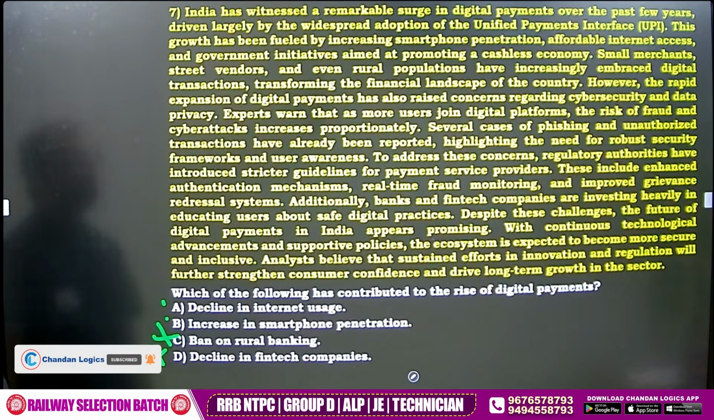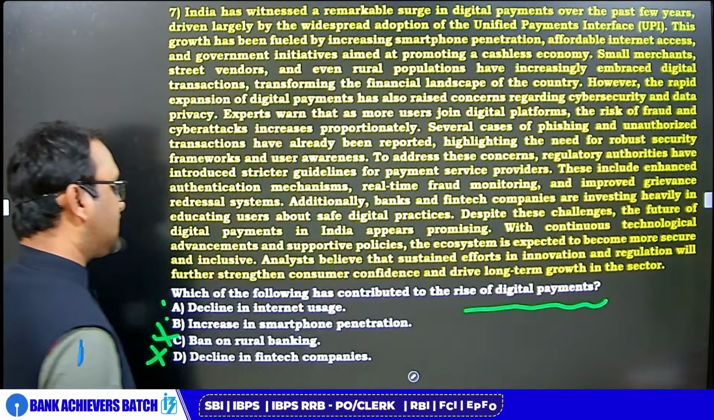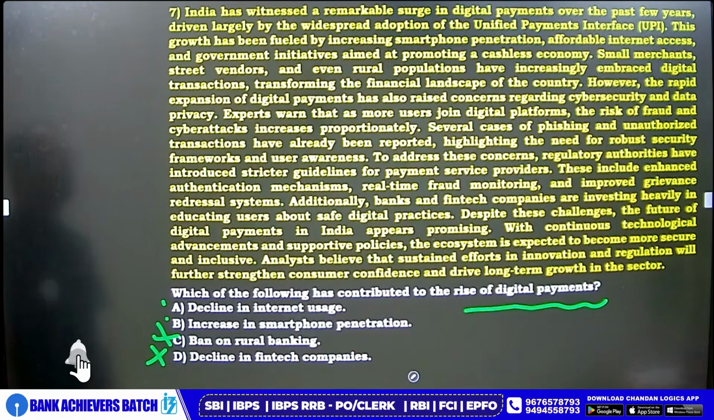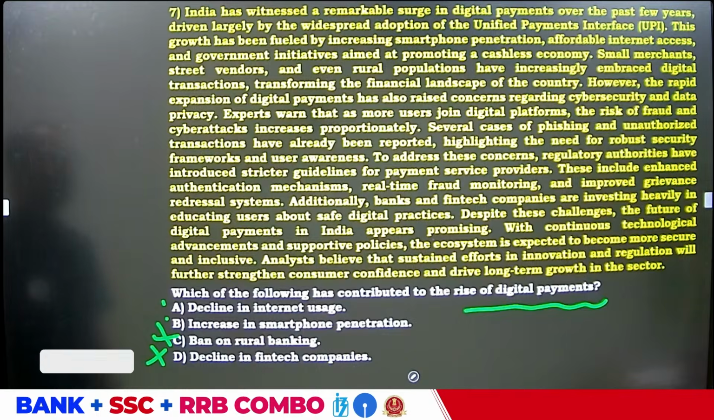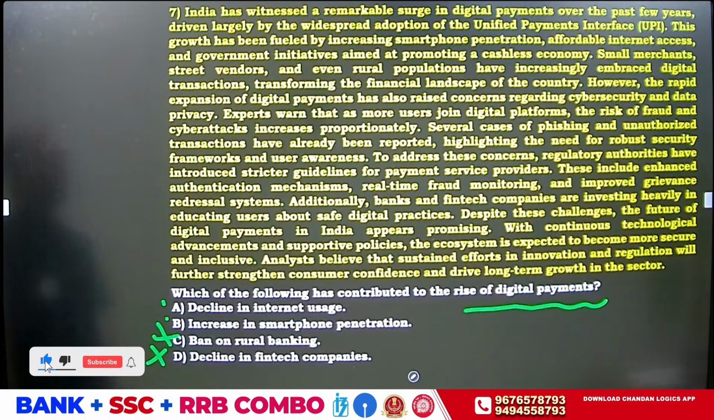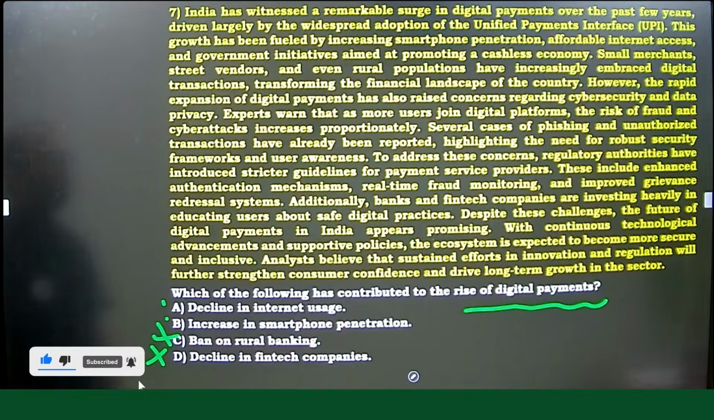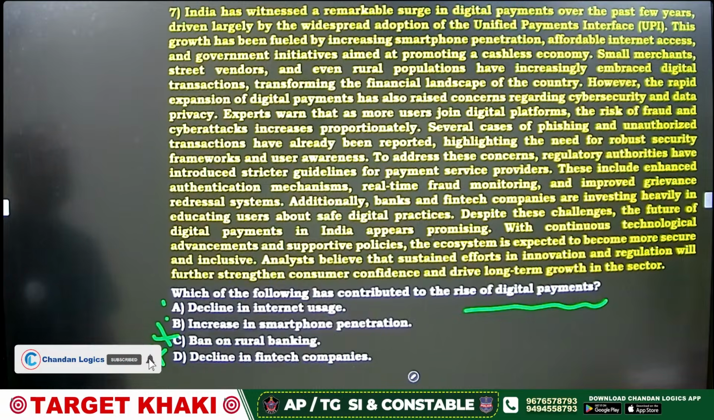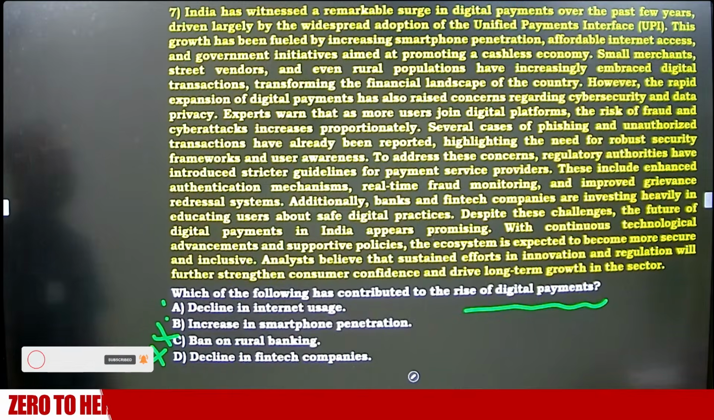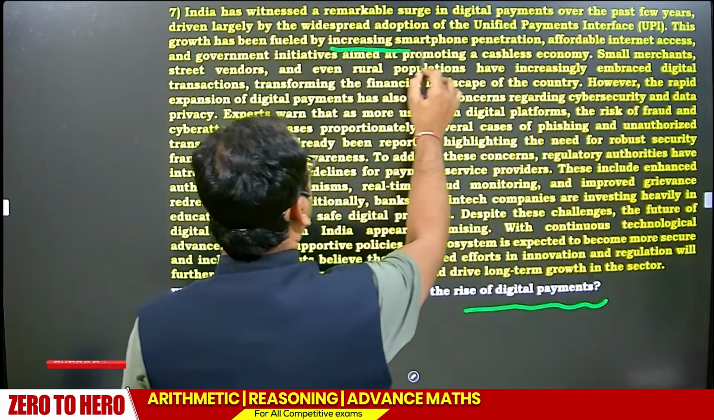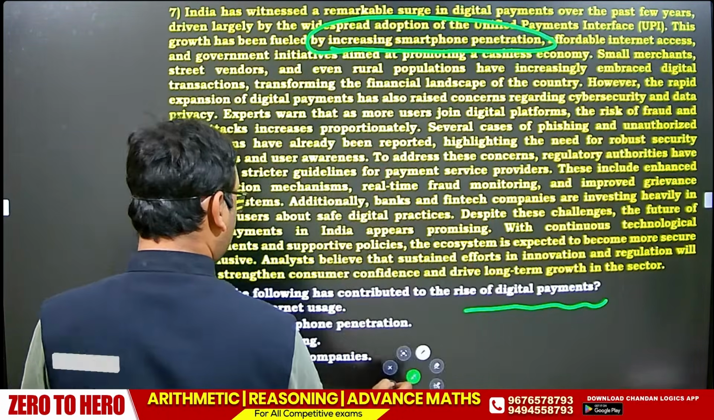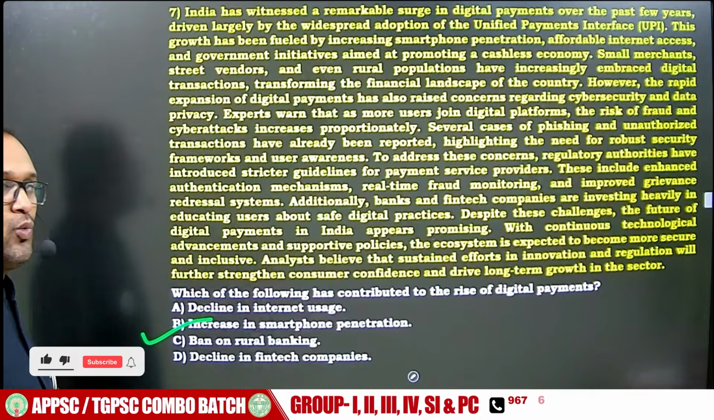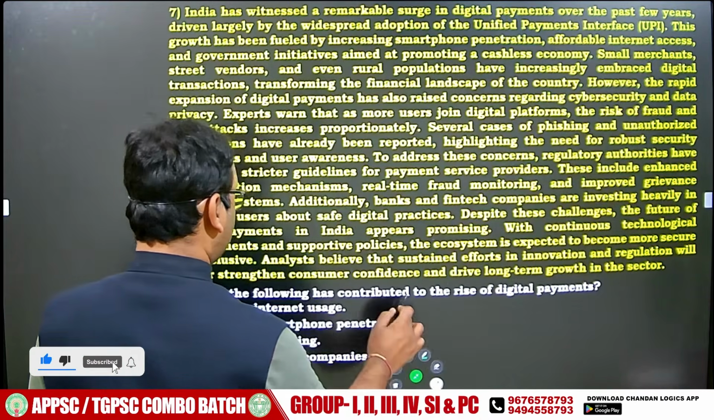So can you tell me, why do you think digital payments are increasing? Is it because internet is increasing or smartphones are increasing, guys? Forget about the paragraph. Common sense question. We are using digital payments because of the internet facility or because we have smartphones? See, increasing smartphone penetration. Done. For this answer, you don't have to read the paragraph. It's a purely common sense question.